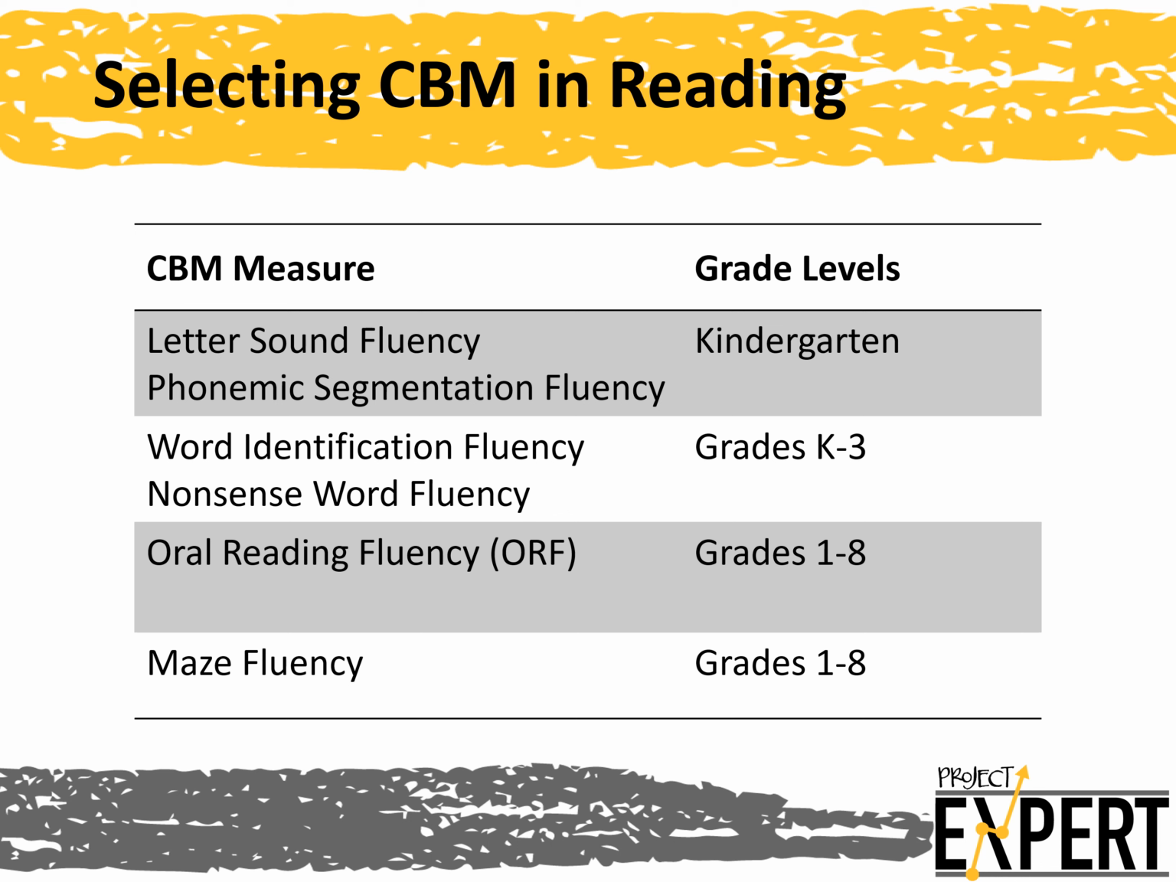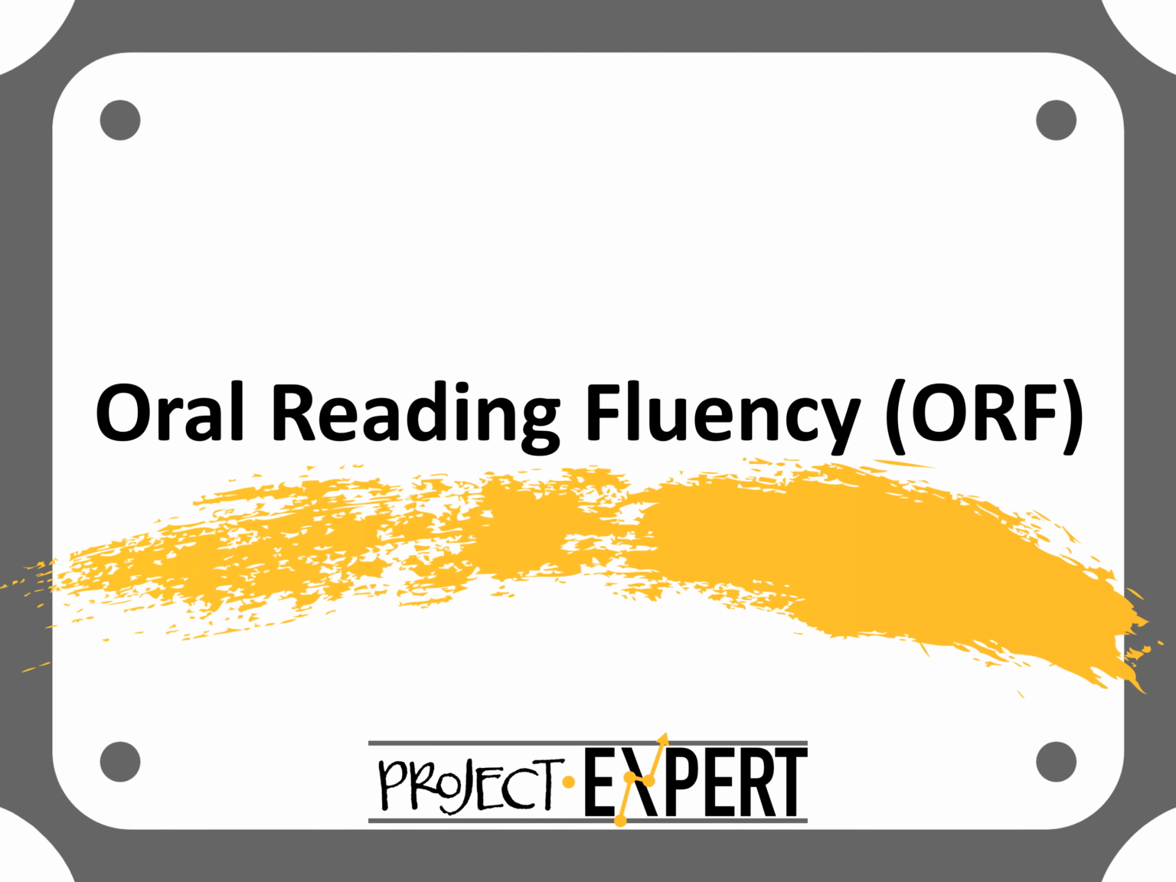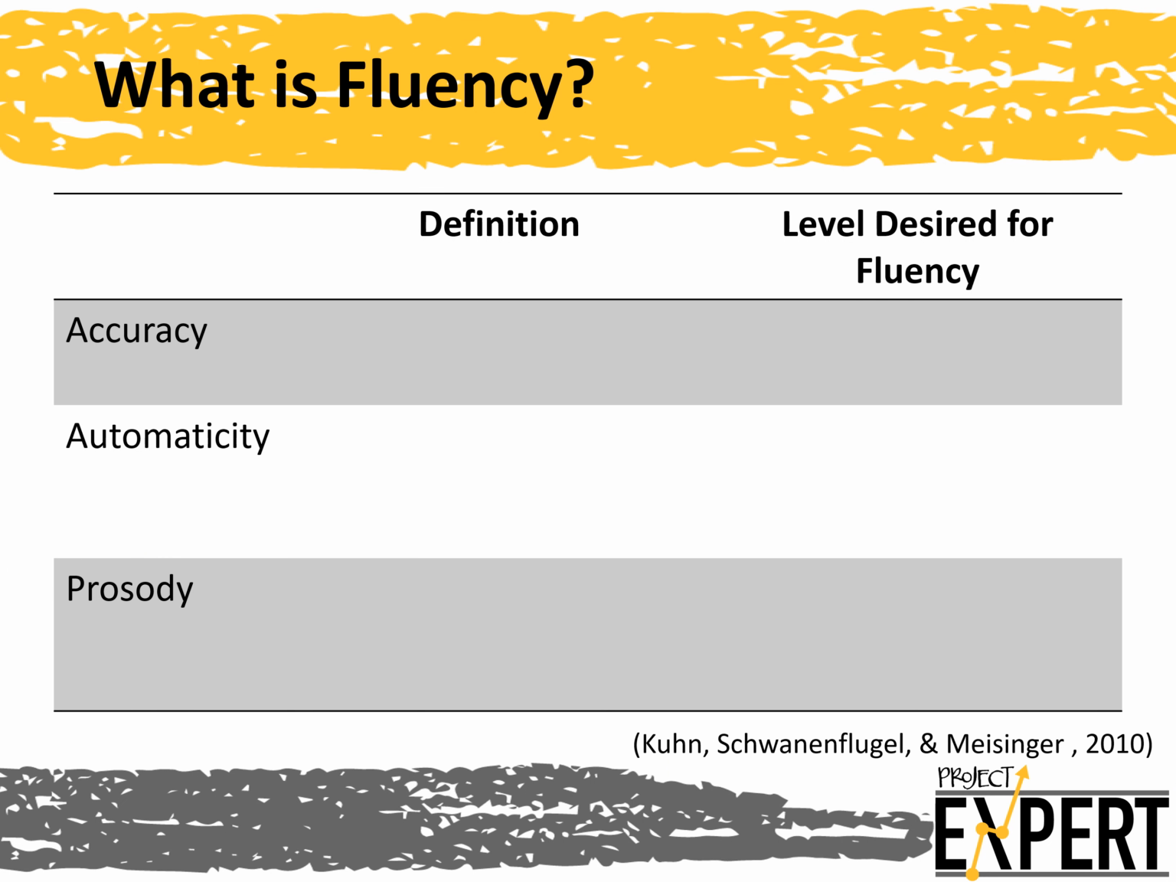For the purposes of this module, we'll focus on 2 common CBMs for upper elementary grades, which include Oral Reading Fluency, or ORF, and Maze Fluency. ORF is the most commonly used CBM in reading, so we'll focus on this measure first. What is fluency? A student who is a fluent reader reads with accuracy, automaticity, and prosody.